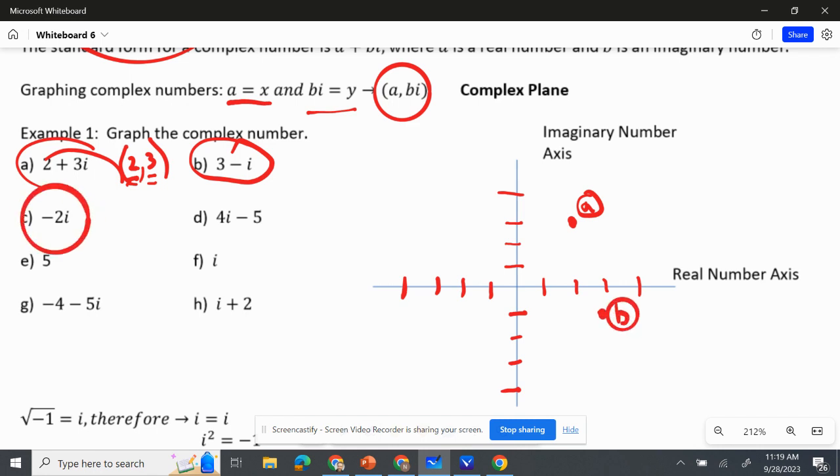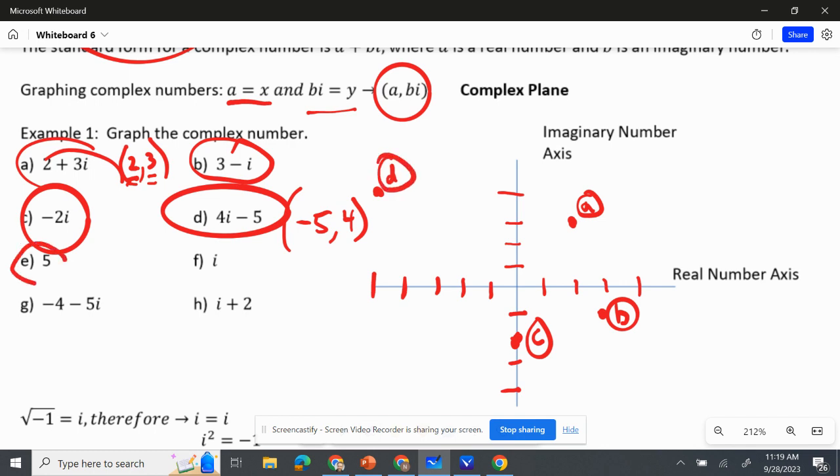For letter C, what we have is negative 2i. That means there's no real number, so we don't go left or right. We just go down 2. For D, notice that it's switched. So technically it's negative 5, 4. And so what we do is we go to the left 5 and we go up 4. For letter E, what we have is a positive 5, so we go to the right 5. Then we have i, that means we just go up 1.